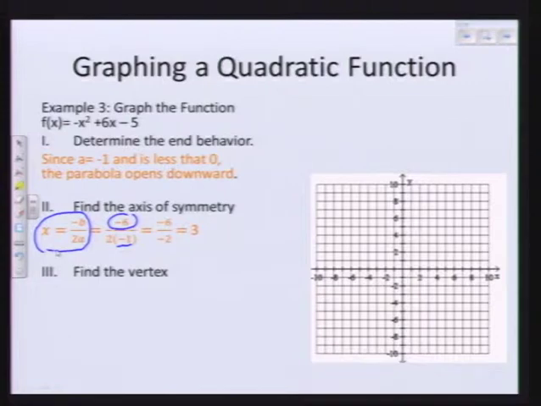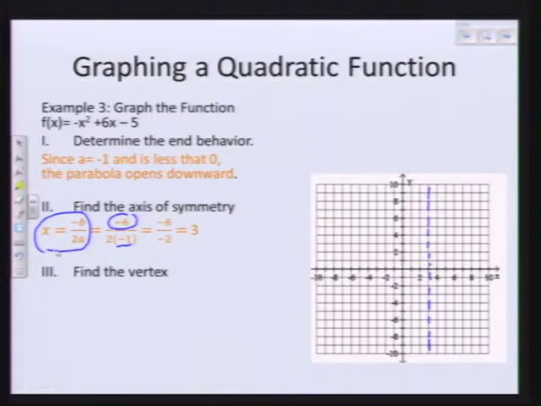We can come up to our graph and pencil in this axis of symmetry. We'll just put a dashed line here at x is equal to 3 all the way up and all the way down. And so we know the left and right sides of our parabola will open about that axis of symmetry. The third step then is to find the vertex.